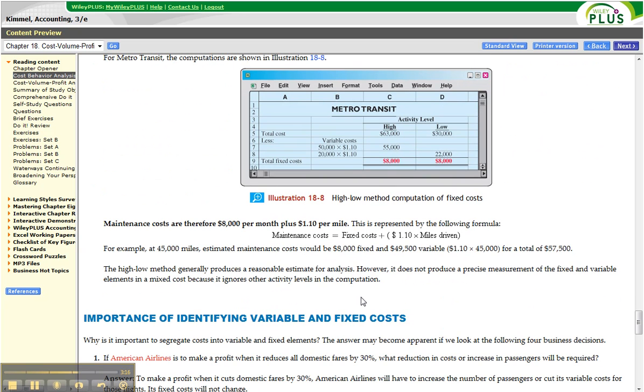So you can write the equation or the formula for this particular expense as $8,000 per month plus $1.10 per mile. And that way I can throw any number of miles at you, and you can tell me what an expected cost would be for that mileage level or that activity level.